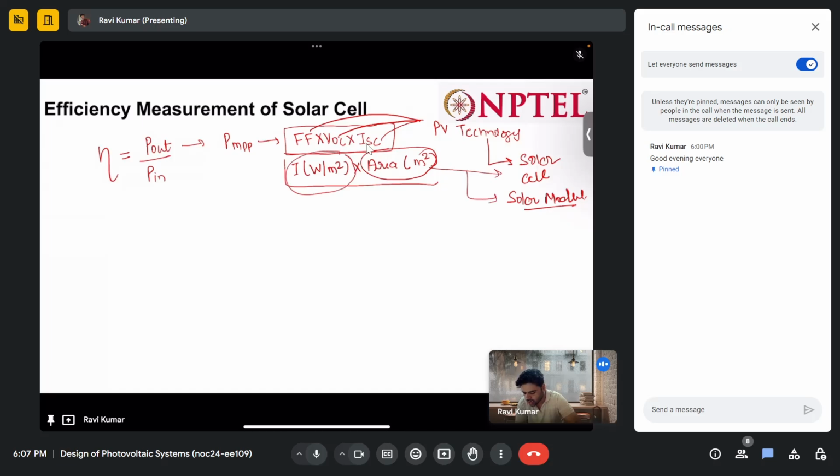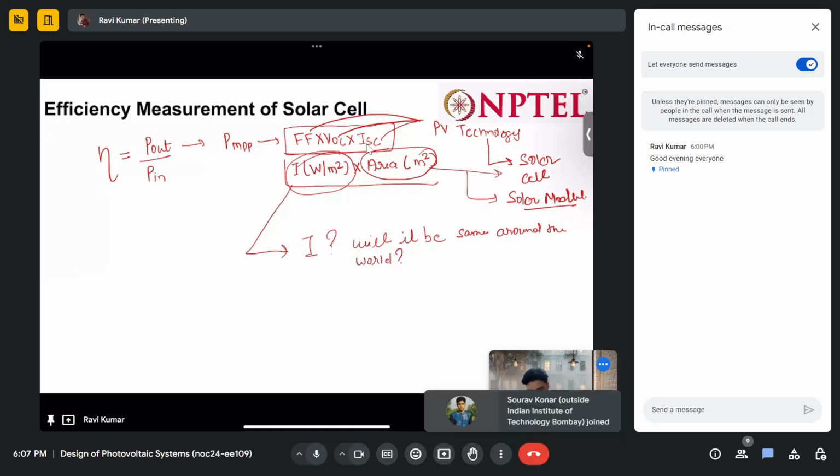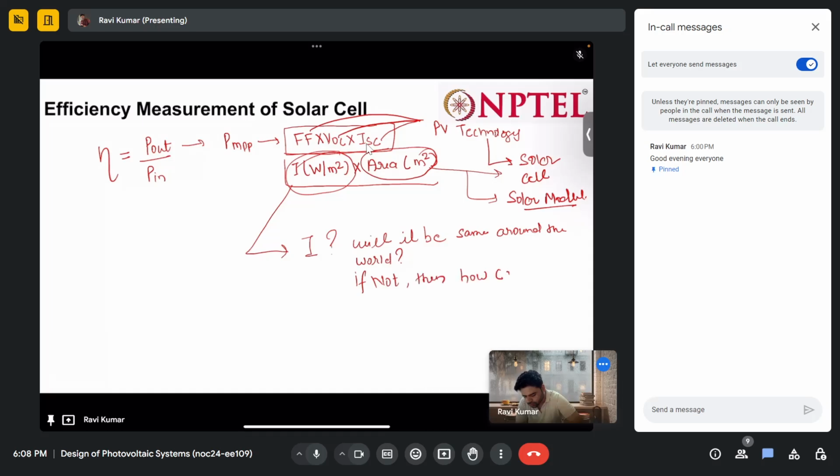But insolation, how will you calculate this I? And will it be the same around the world? If not, then how can we get this?